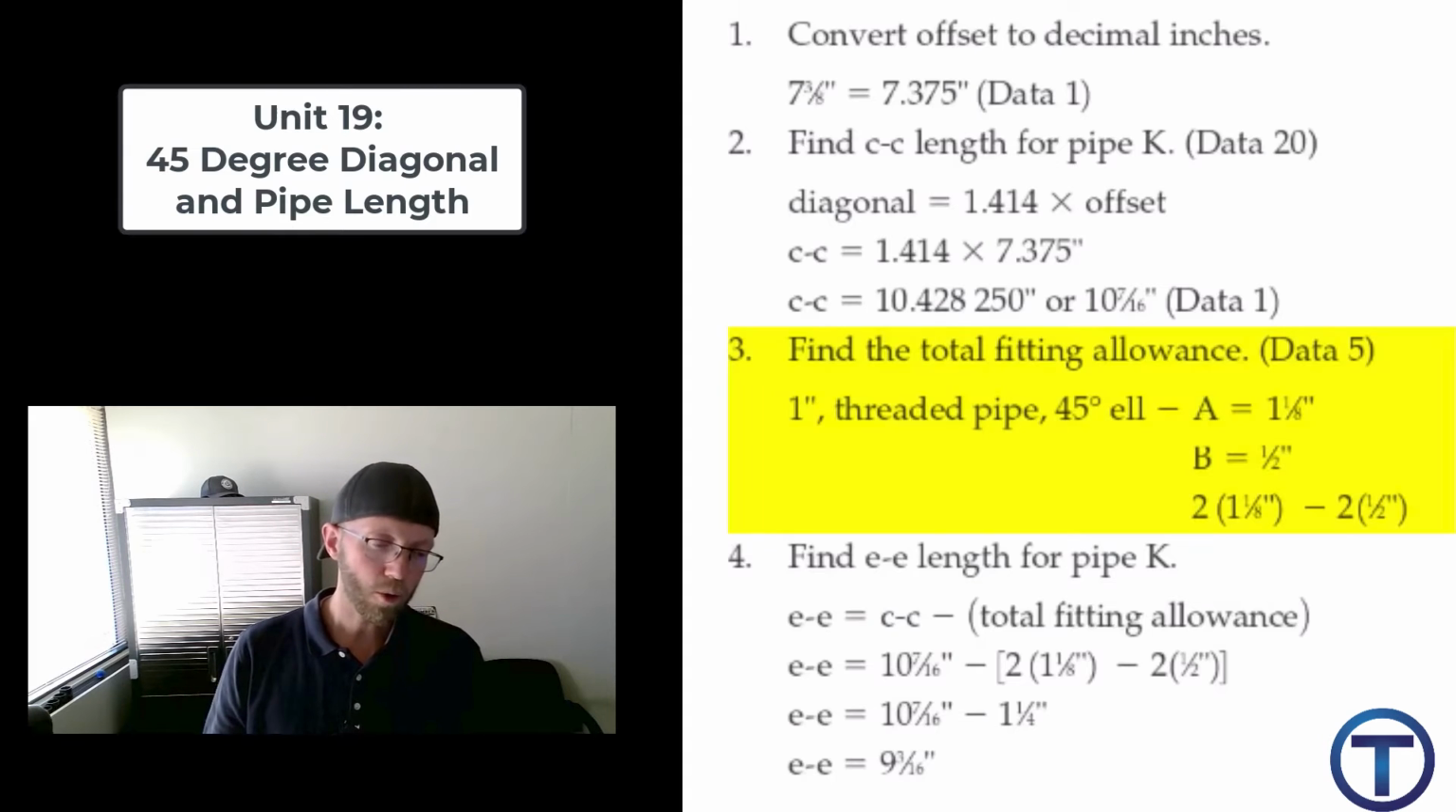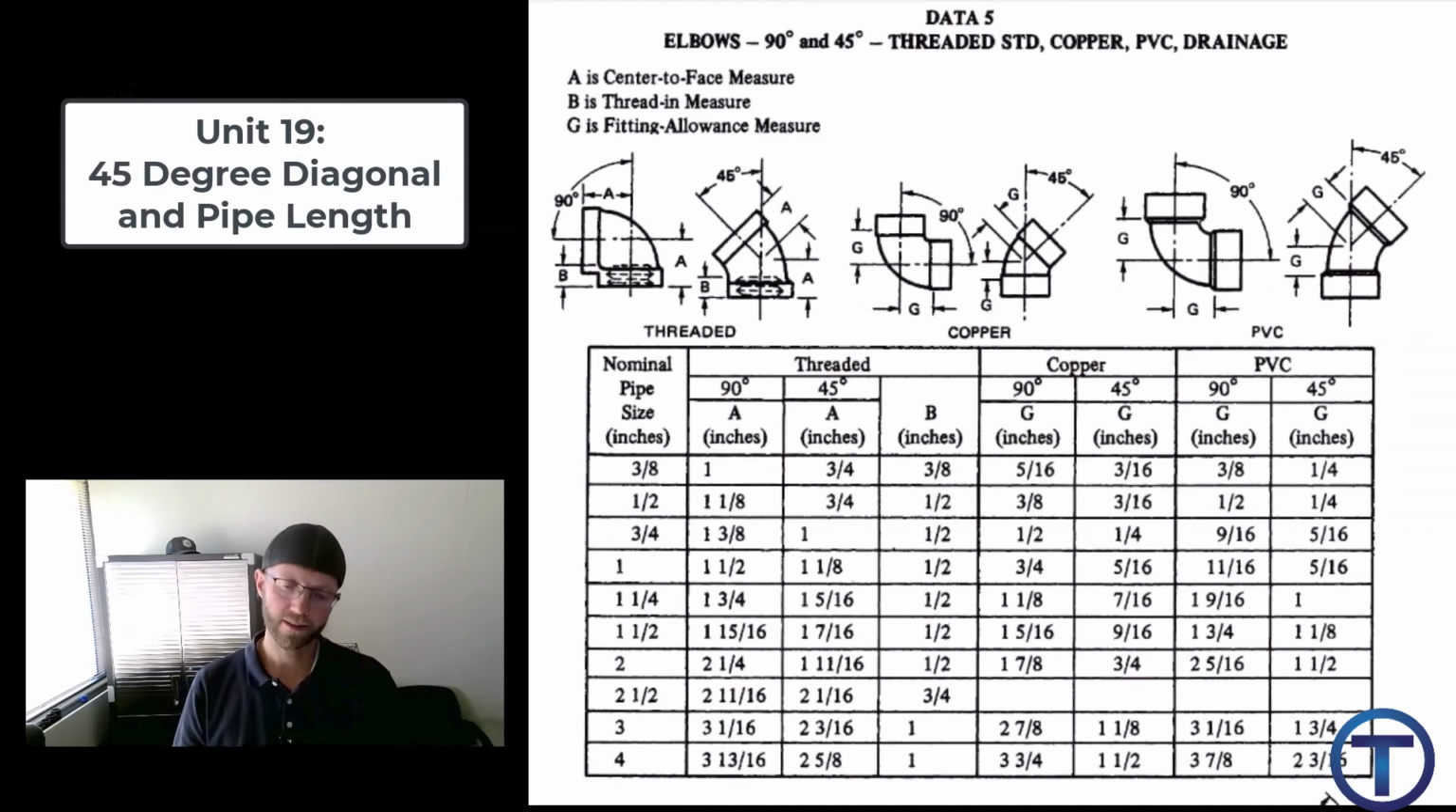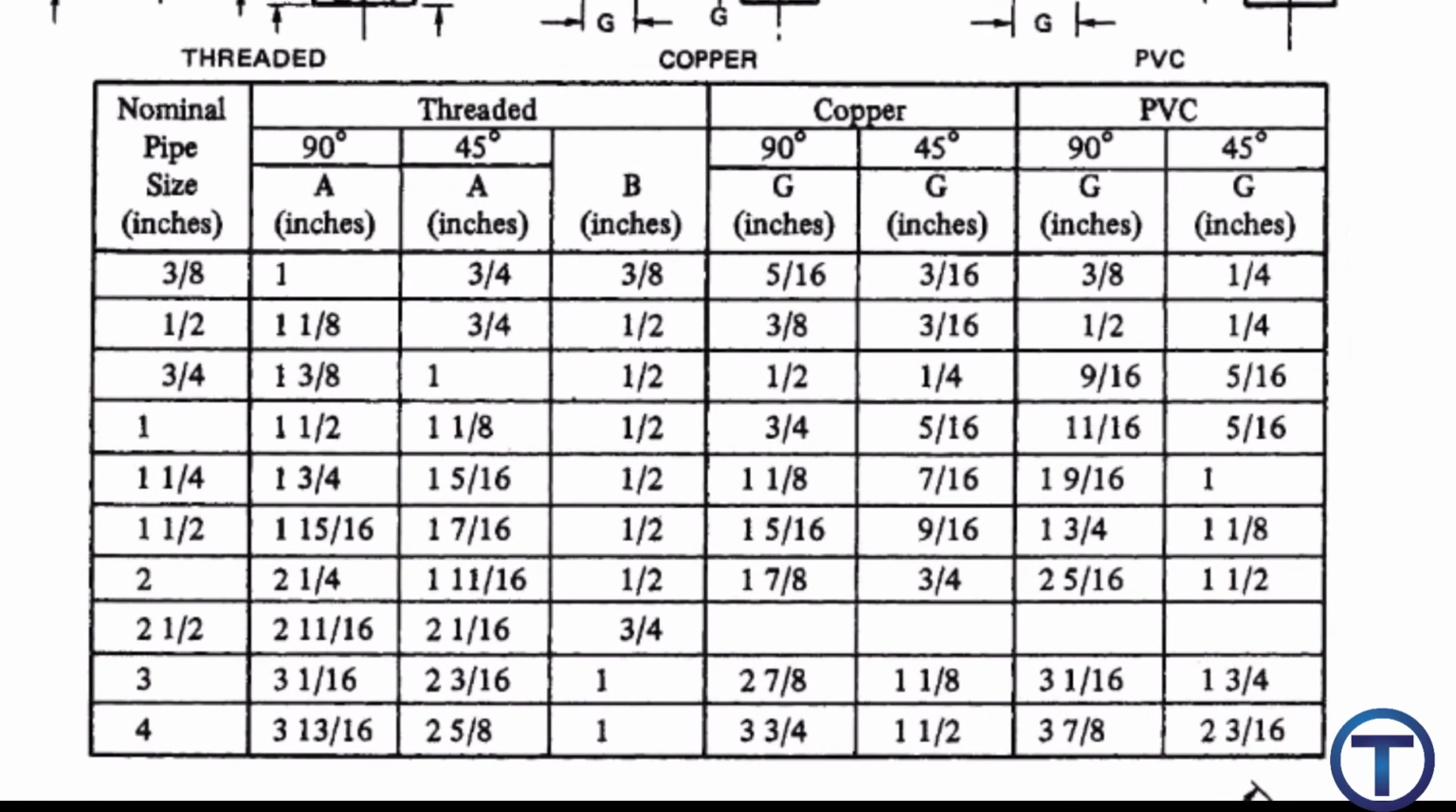Step 3, find the total fitting allowance. So for this, we need to go back to data table 5. I've got a finger in unit 19, flipped it back to data table 5, and here we see it. If you remember, we were dealing with a 1-inch threaded pipe. So let's look that up. On the nominal pipe size, far left column, we have 1 inch. Let's follow that down to the 1-inch row.